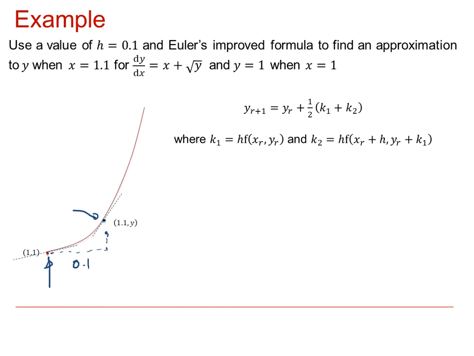Well, the first thing we need to do then is to work out k1, which is equal to h, which is 0.1, multiplied by f of xr, yr. Now in this case, x is 1 and y is 1, so that we can substitute 1 and then 1 into the formula for the derivative, which is 1 plus 1, which gives us a value of 0.2 for k1.